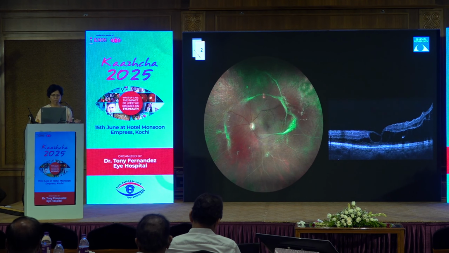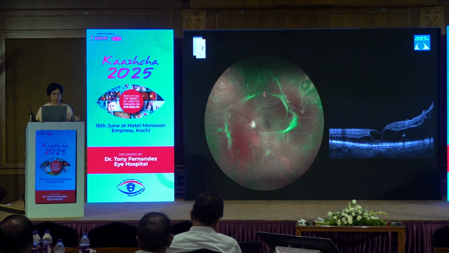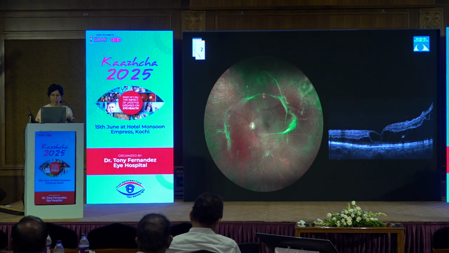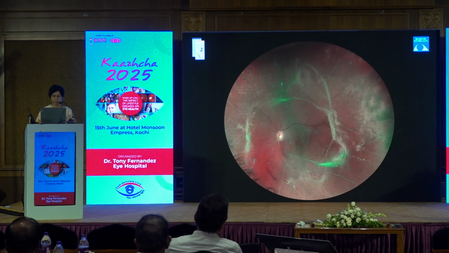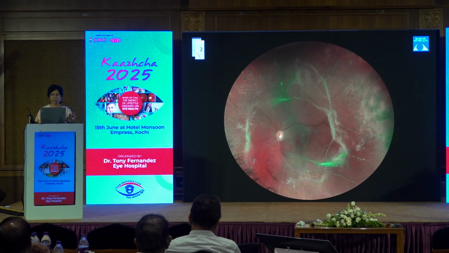So this is another case where you see almost 360-degree proliferation. There is tractional retinal detachment. Macula is showing some schisis, but still it is attached. Patient has fairly working vision in this eye. And this remained like this for 4 years.